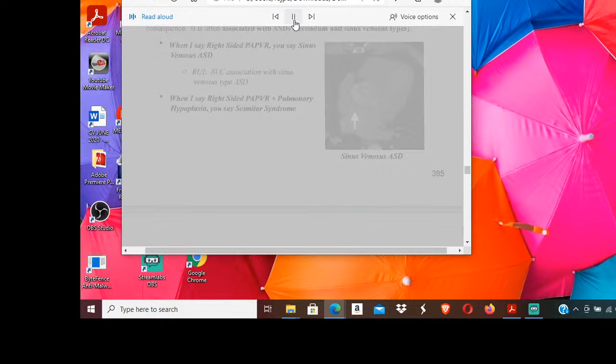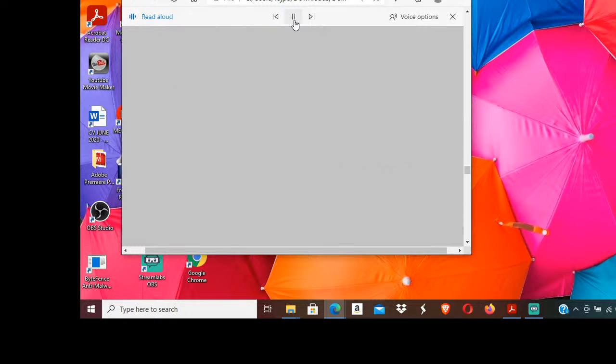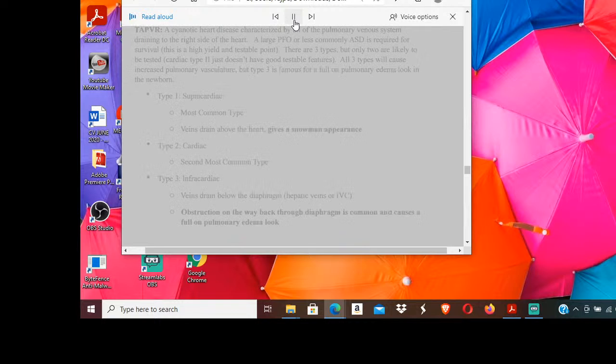385. TAPV, a cyanotic heart disease characterized by all of the pulmonary venous system draining to the right side of the heart. A large PFO or less commonly ASD is required for survival. This is a high yield and testable point. There are 3 types, but only 2 are likely to be tested. Cardiac type 2 just doesn't have good testable features.